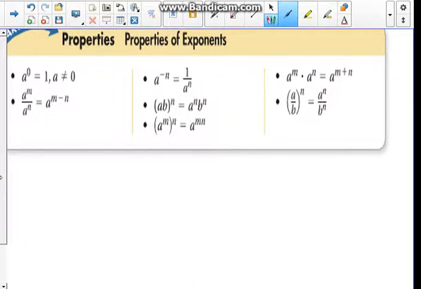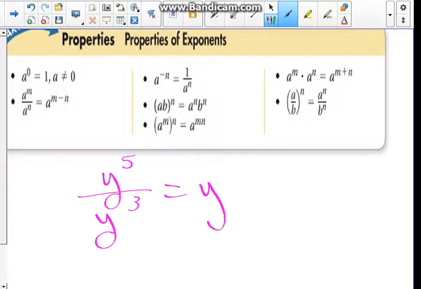Next, I want to cover fractions that have powers with the same base. So if I have y to the fifth over y to the third, what we do is we keep the base of y and we subtract the powers. So it becomes 5 minus 3. And that's equal to y to the second power.